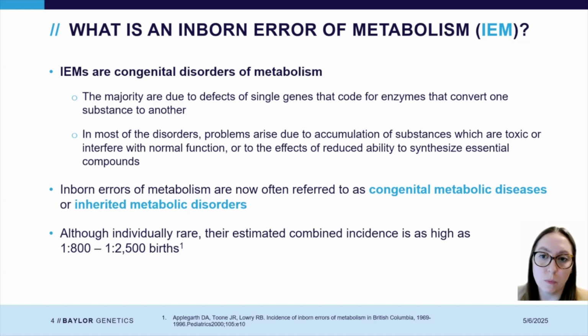These disorders may also be referred to by other names, including congenital metabolic diseases and inherited metabolic disorders. Regardless of the terminology, they all refer to the same fundamental issue, that being a breakdown in the body's chemical processes at a cellular level. While each inborn error of metabolism is rare, collectively they are relatively common, with an estimated combined incidence of 1 in 800 to 2,500 live births.